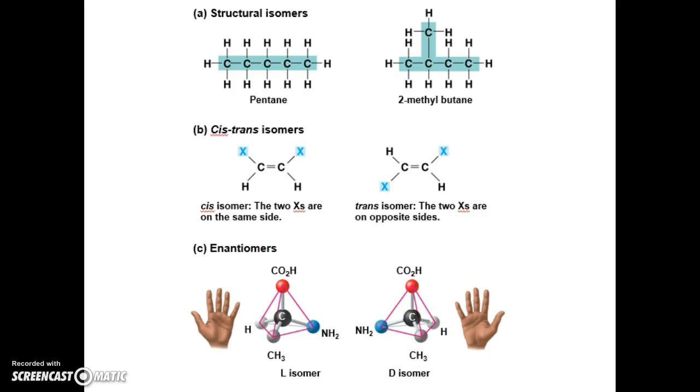Okay, now with enantiomers, these are the ones that are called mirror isomers. That makes it very simple in terms of the definition, because essentially if you put a mirror between them, it's as if they're looking at each other in the mirror. They are mirror images of each other, and you can see here it's the right and the left version. This would be the left isomer, this would be the D or right isomer.